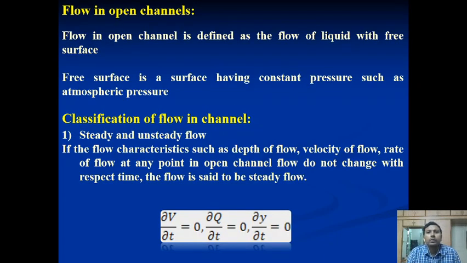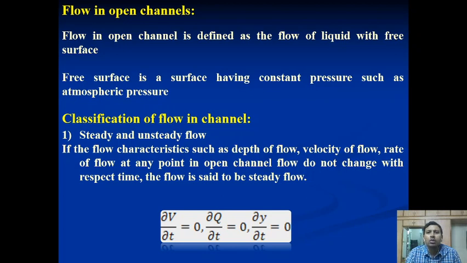Yes, so now the first question in our mind is what is meant by open channel flow. And further, open channel flow is divided into uniform and non-uniform, or steady and unsteady flow. But before that, we have to understand very clearly what is meant by open channel flow. Most people assume that a channel which is open and takes water from one place to another is an open channel flow, but that is not exactly true.